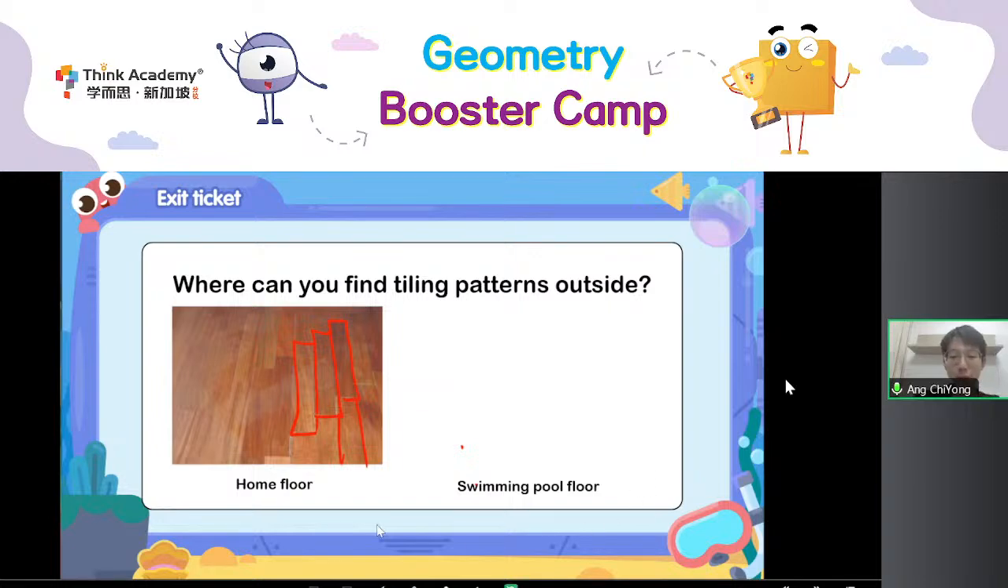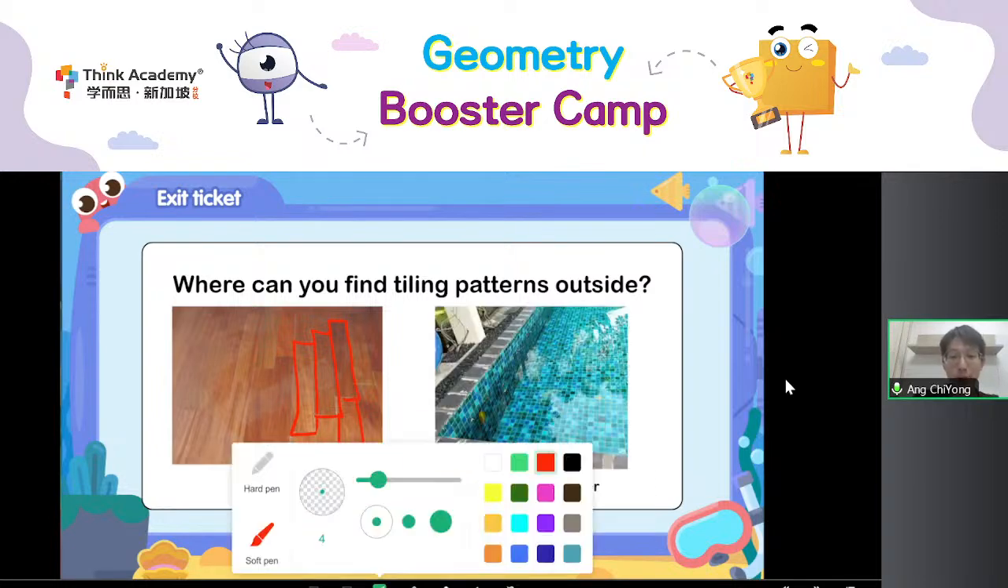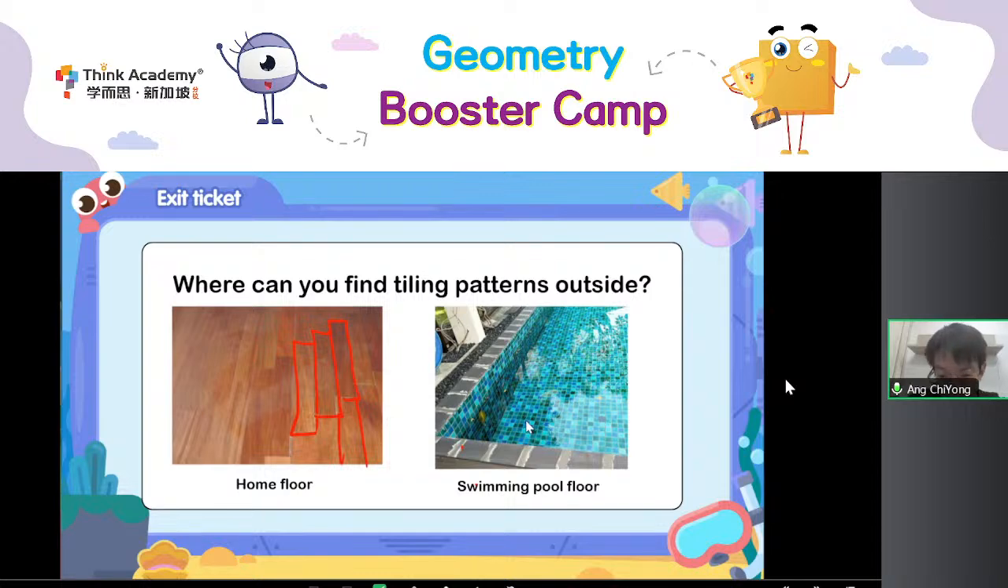Right? And we also have a swimming pool floor. This is made of very, very tiny squares like this. Okay, what is it for? This is to make sure that the floor is very strong as well. You can also find it in the shopping mall. So I think the shopping mall has very interesting tiling patterns. You can take a picture next time when you go out with your daddy and mommy.